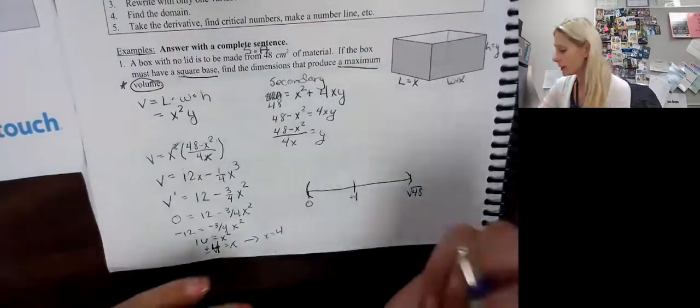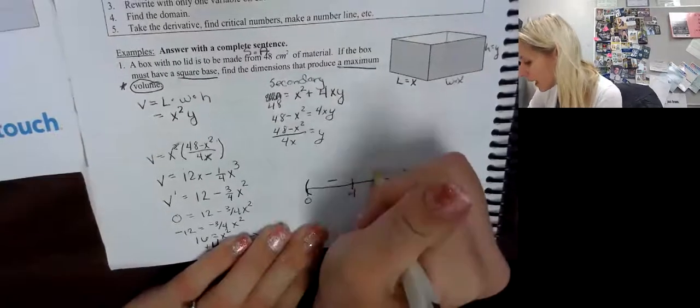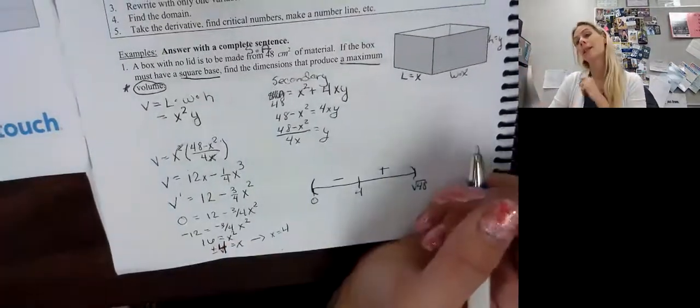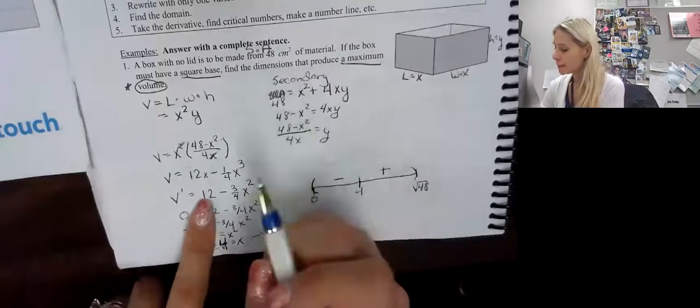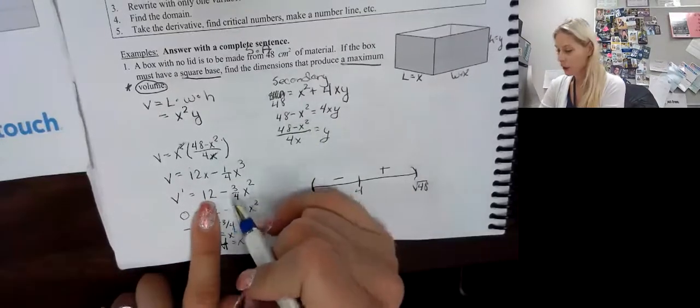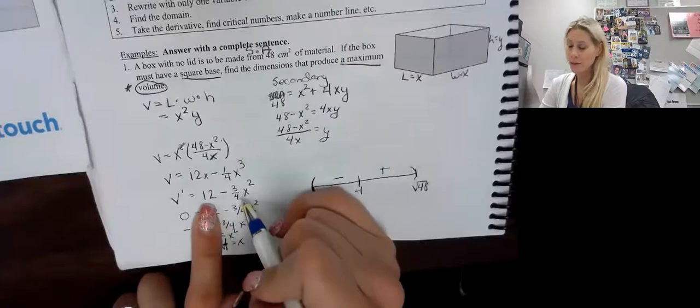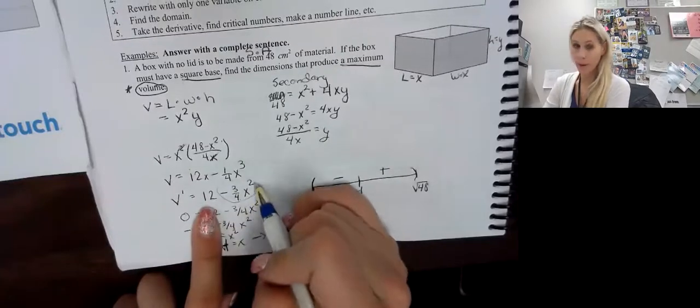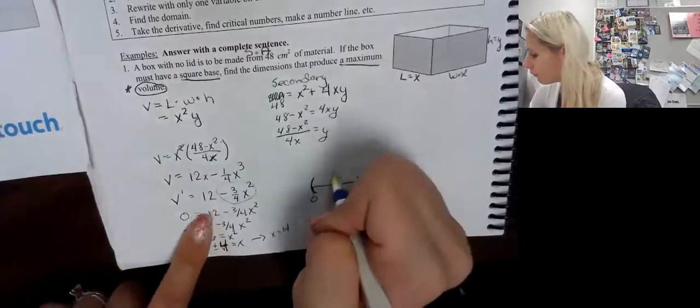All right, now we do our summary. So negative, positive. We have to go back though because there's a trick to this. If we look at our function, the leading term, which would be right here, is negative. So we need a row of negatives.